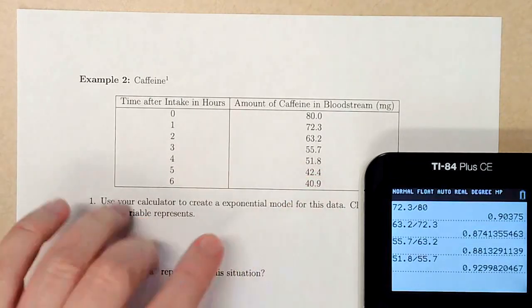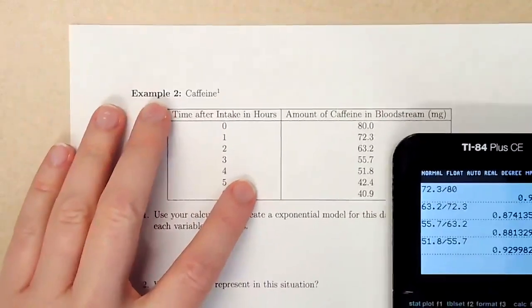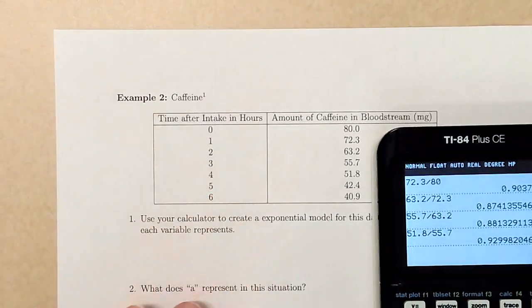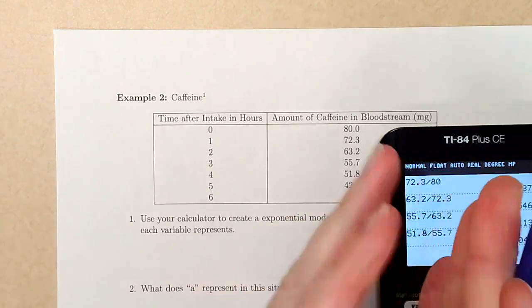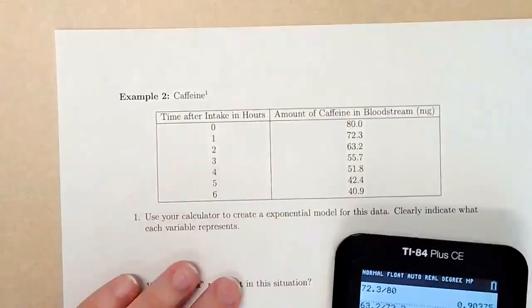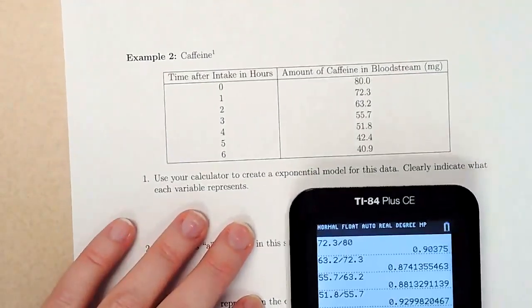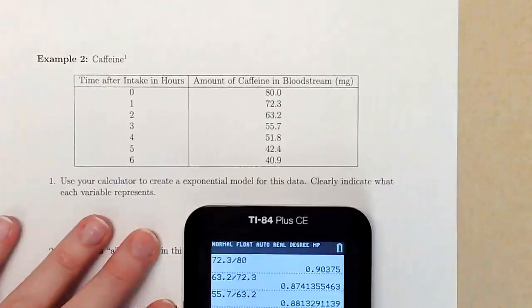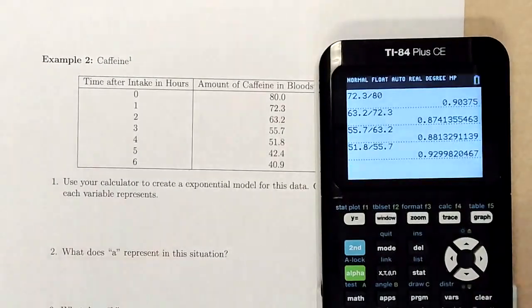So enter in the regression, because it's going to find the best number to choose for the pattern, so that we get the closest and least amount of error. So use your calculator to create an exponential model for this data. All right, let's do that.